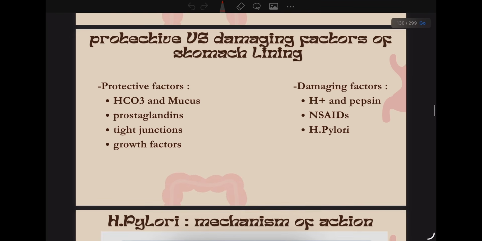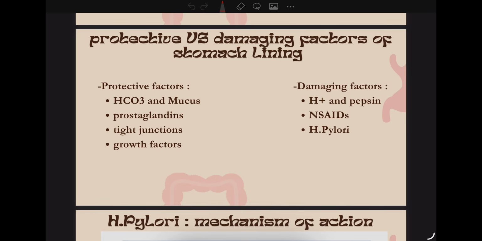Now we have protective versus damaging factors of the stomach lining. The protective factors are, of course, bicarbonate, mucus, prostaglandins, because they inhibit parietal cells, if you remember, tight junctions between the cells, and growth factors. Growth factors, because they replace the stomach lining every 3 days, I think. Can you imagine? A whole set of cells is replaced. And by the way, this is why cancer is very common in the stomach.